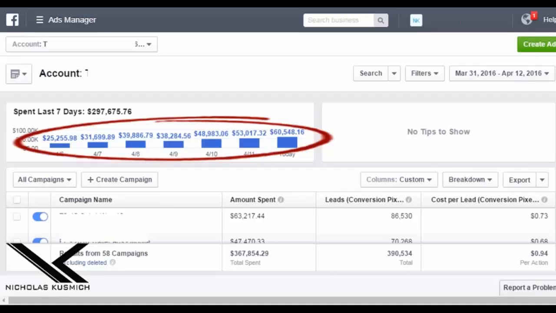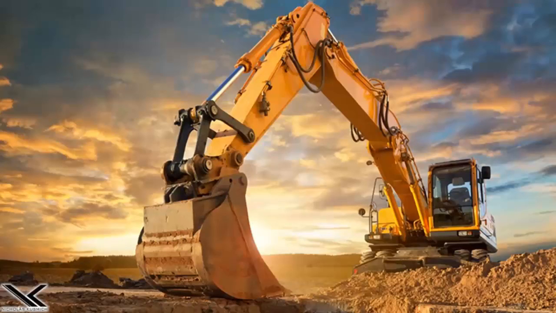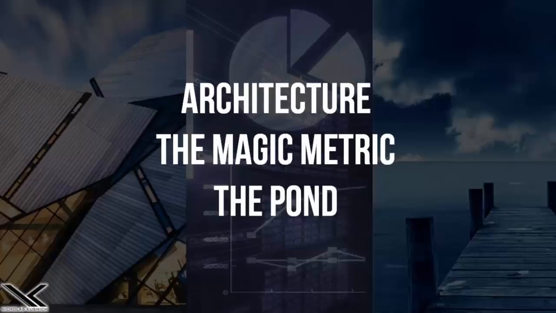Before I actually reveal the 4 stages or strategies, I want to make sure that we are all on the same page. And in order for us to do that, I need to make sure that we lay a little bit of groundwork here. So we're using the same terminology and we're approaching this scaling game on the same page. And to do that, you need to understand three things. Number one, architecture, or specifically campaign architecture. Number two, the magic metric, and I'll get into more of what it is. And thirdly, the pond. So let's dive right in.